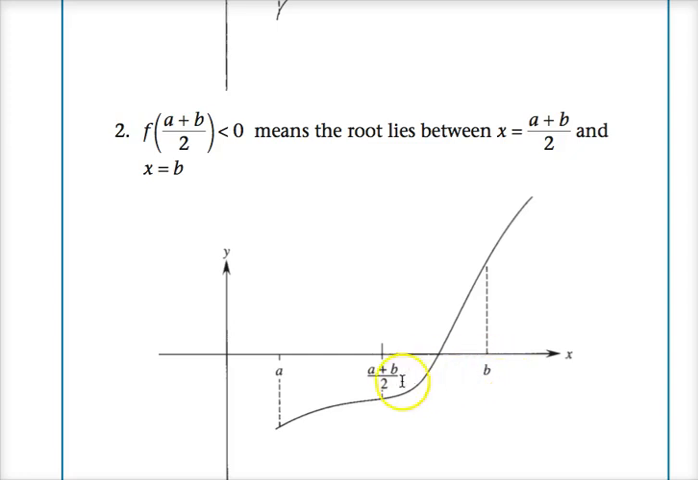Got the idea? Why? Because the value of the function's negative here. The value of the function there is positive. To go from negative numbers to positive numbers, you have to pass through 0. The function's negative, now the function's positive. Got a positive y value, sorry. The function here's got negative y values, the function here's got a 0 y value, up here the function's got positive y values. So somewhere between a plus b on 2 and b, you have the root to the equation.